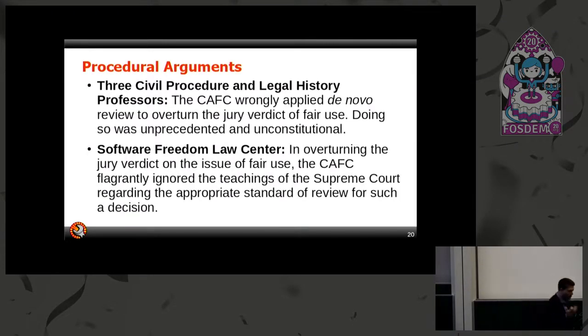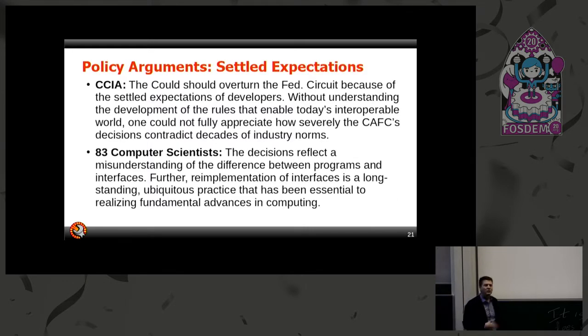I mentioned that this was the overturning of a jury argument. These people said, you know what, this was procedurally just terribly messed up. You should overturn and reverse on this ground alone. And then you come to a lot of different policy arguments.